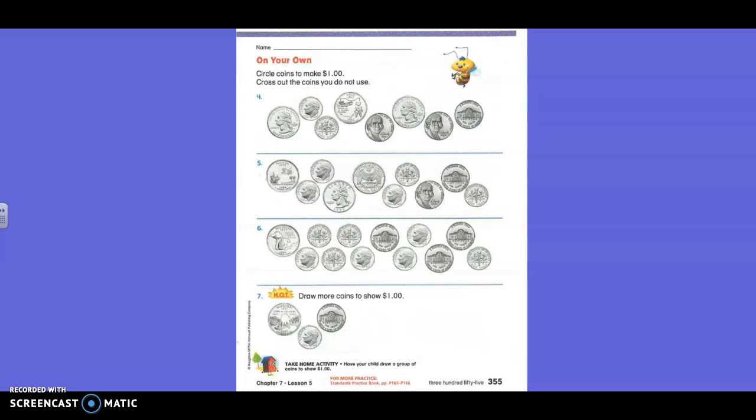Okay, it says, circle the coins to make $1. Cross out the coins you do not use. Let's do number 4 together. We want to make $1. How can we do this? Okay, tell me, what do you want to use? 25. Okay, so we want to use a quarter, right? So we're going to circle right here. A quarter is 25.